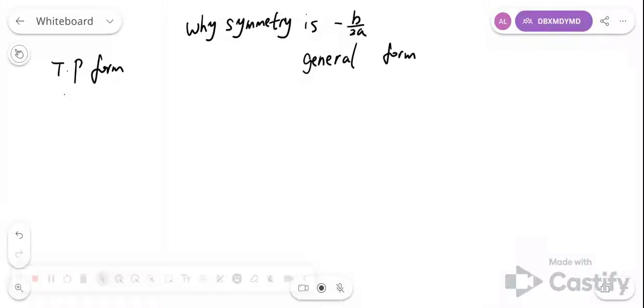Hey guys, as I promised you in class, I'm going to show you this thorough, detailed explanation of how or why the symmetry is negative b over 2a. We kind of covered this in class, but we didn't really spend too much time on that. So hopefully here I can give a clearer explanation and you can understand this one completely this time.